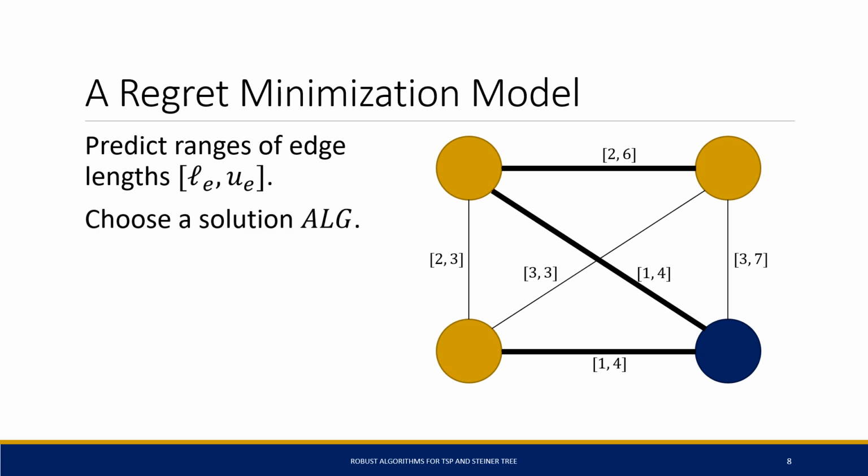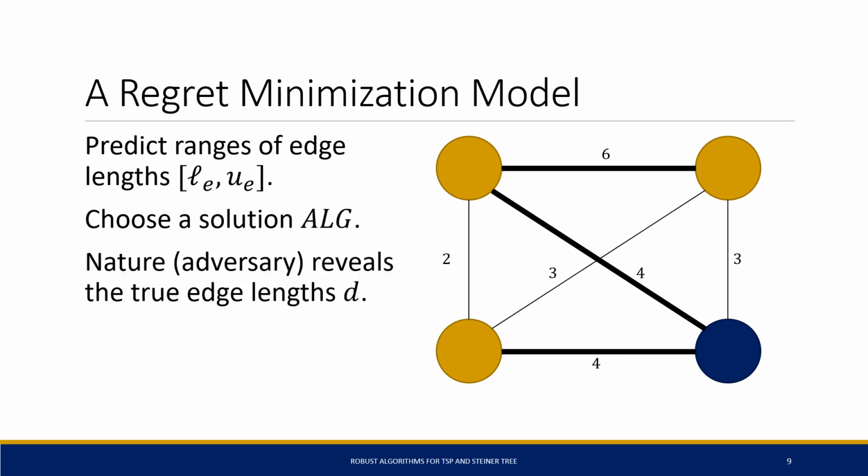So let's say we choose a solution alg. Here I've highlighted alg in the bold edges. And now how do we evaluate the solution? Well, we want the solution to be robust to every possible setting of edge lengths that satisfies these ranges. So we could imagine that nature or an adversary reveals true edge lengths D that satisfy that each edge length is between LE and UE. Now, if nature wants to make our solution look as bad as possible, it'll maximize the length of all edges in our solution and minimize the length of all edges outside our solution.